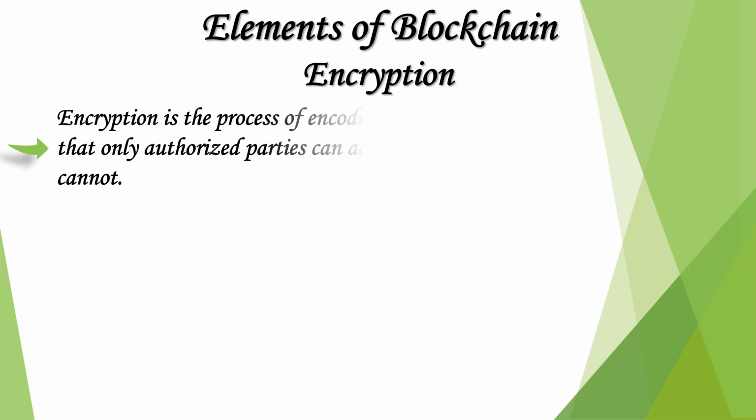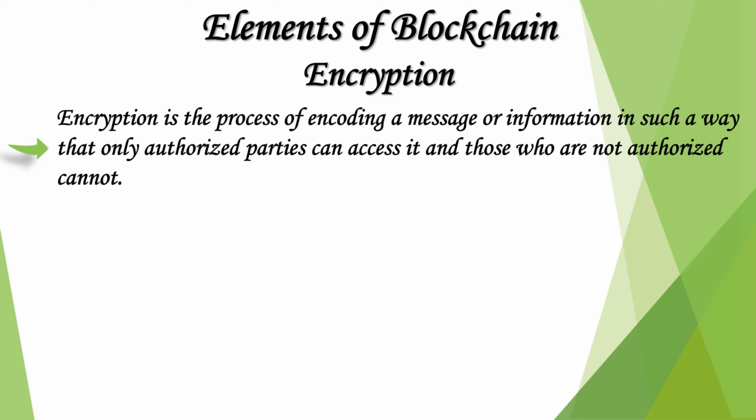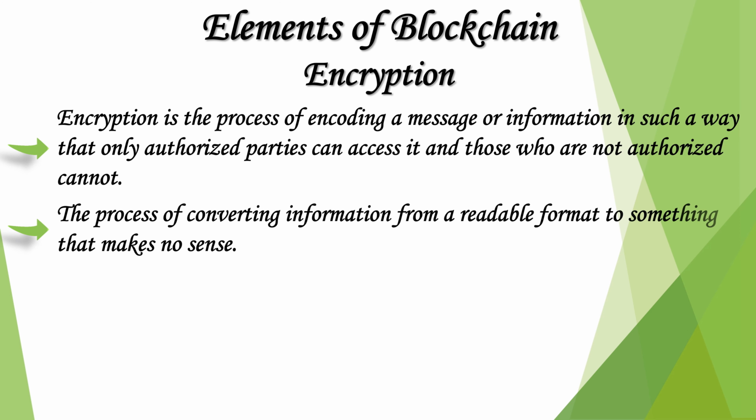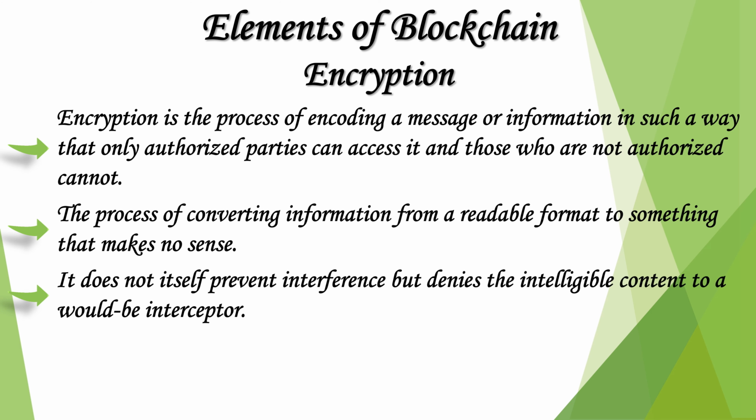Encryption. Encryption is the process of encoding a message or information in such a way that only authorized parties can access it and those who are not authorized cannot. It is the process of converting information from a readable format to something that makes no sense. It does not itself prevent interference but denies the intelligible content to a would-be interceptor.